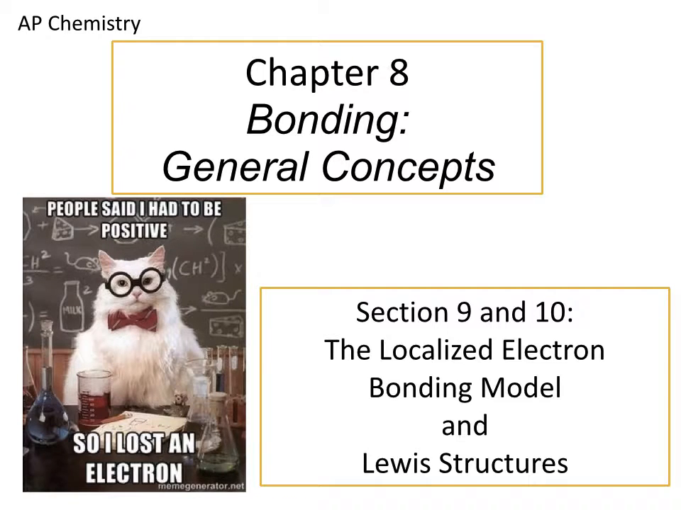Sections 9 and 10 in Chapter 8 essentially deal with Lewis structures, but they also talk about the localized electron bonding model, which is essentially a term that you need to be familiar with. Before I define it, I just want to talk a little bit about models and the point of a model. Models are attempts to explain how nature operates on a microscopic level based on experiences in the macroscopic world.